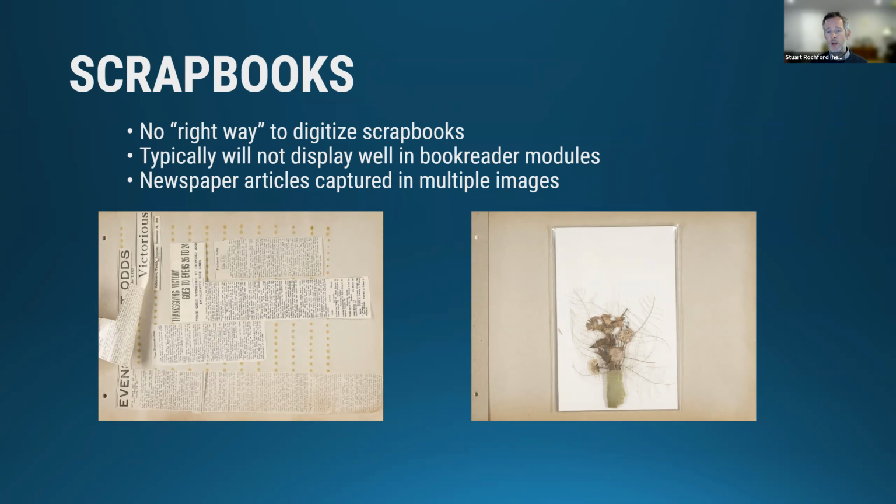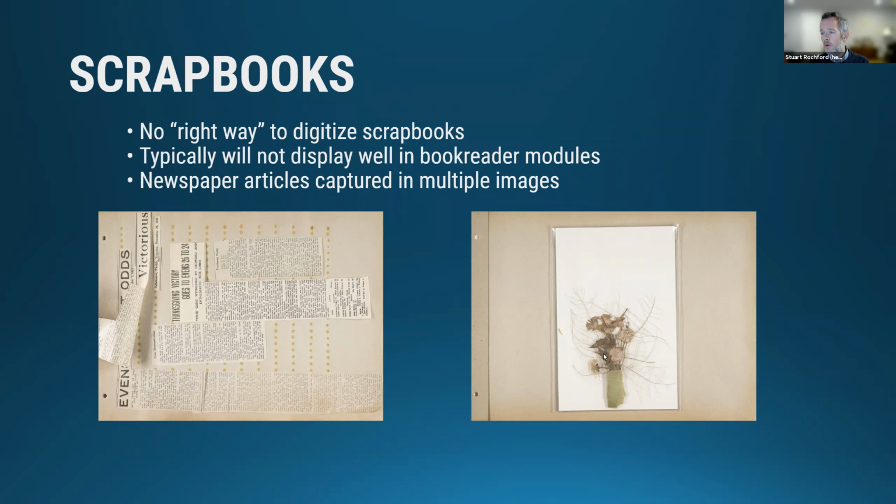So we scan them. This left image here is an example of where we had some newspaper clippings that were glued down on top of each other. So we had to take multiple images. We would take the first image of the page as we saw it, and then we would flip up the other newspaper clippings to get the pages below. So that increased the page count immediately.